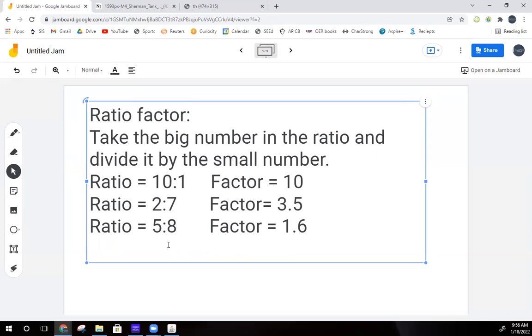Relatively straightforward. I want you to calculate really quick, just in your notebooks, what the ratio factor would be of a ratio that is 17 to 4. What is the ratio factor of 17 to 4? So pull out your calculators, pause the video if you need to, and calculate that.